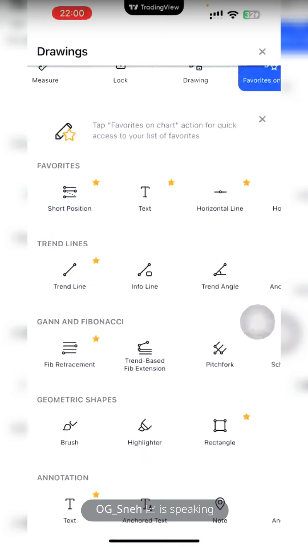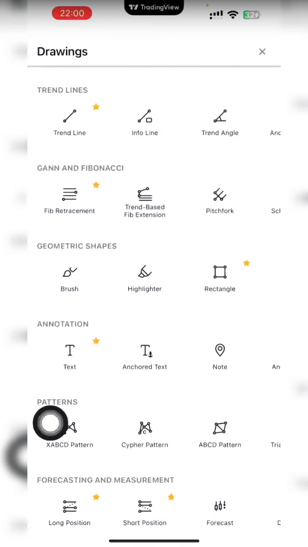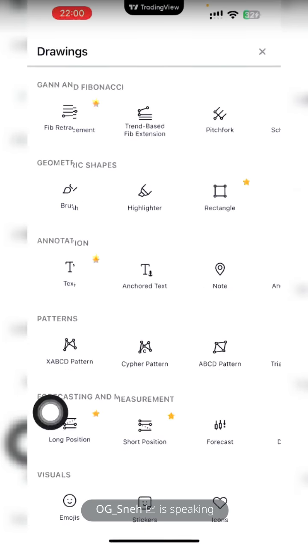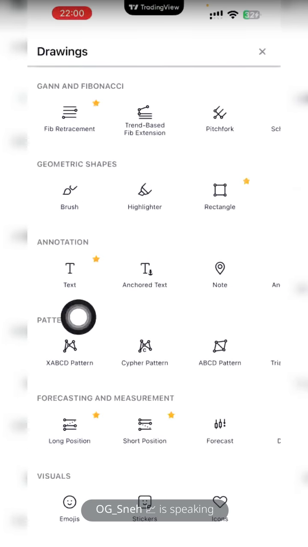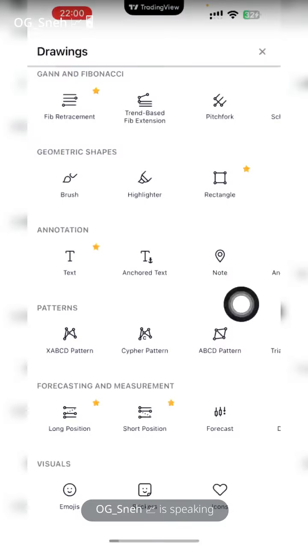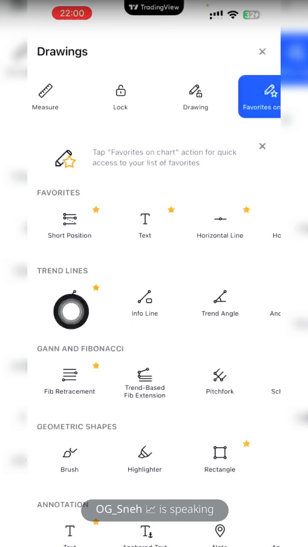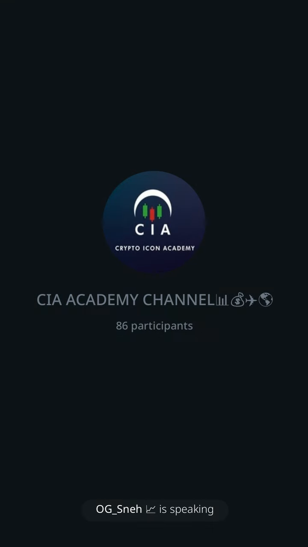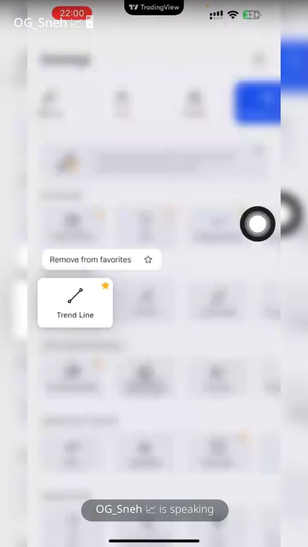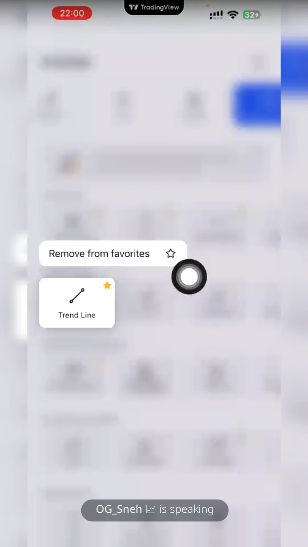Now, for this trend line section, there's the trend line tools, Gann and Fibonacci tools, geometric shape tools, annotation tools, pattern tools, forecasting and measurement, then visuals. Do you understand? For the trend line tool, you need the trend line. Just long press it, and it will ask if you want to add it to favorites or remove it from favorites. So you can add it to favorites.